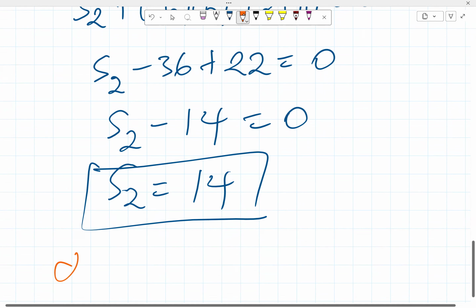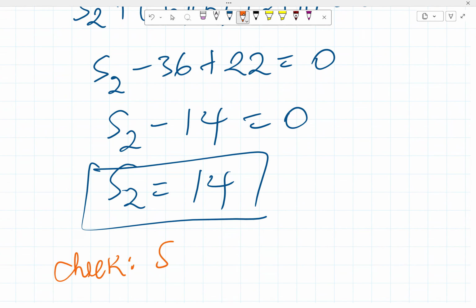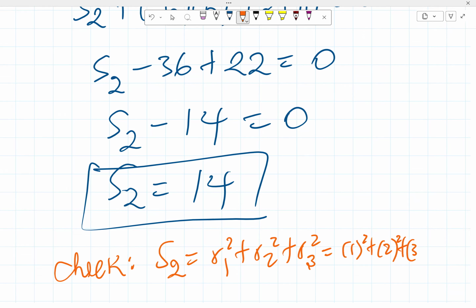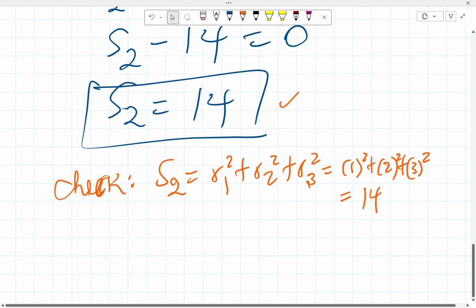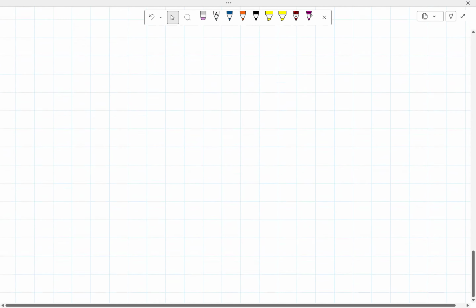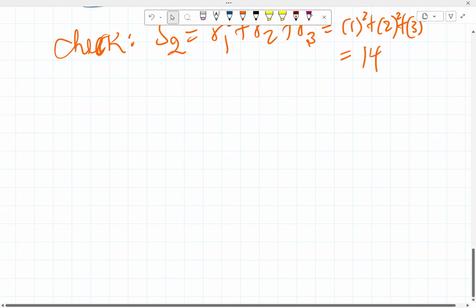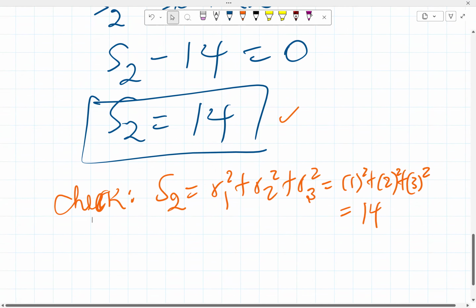Can we check? S2 is supposed to be R1 squared plus R2 squared plus R3 squared, so we have 1 squared plus 2 squared plus 3 squared. With the hint that the solutions are 1, 2, and 3, that's 9 plus 4, 13, plus 1, 14. So this is correct. It's good to work with this so we know we are on course. So that's S2. We are going to S4; in fact, I'll go to S5 so we can see the need for dropping anything that is not available.